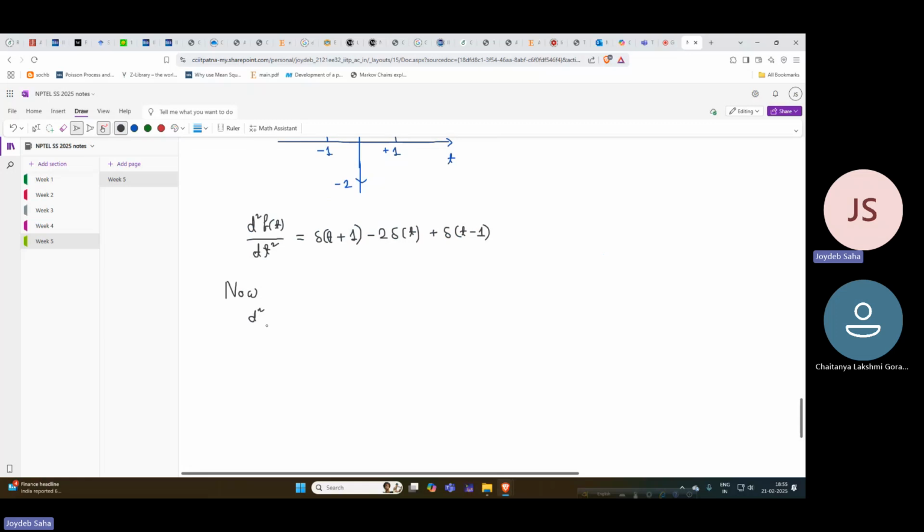Okay, the Fourier transform of d2f(t)/dt2 is e to the power j omega minus 2 plus e to the power minus j omega. Is this fine? Hope it is fine.